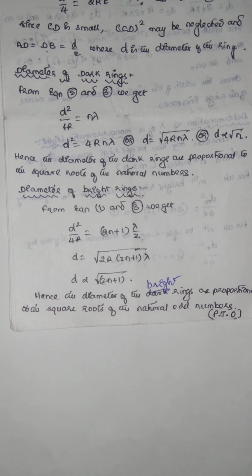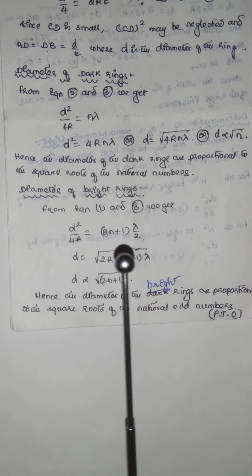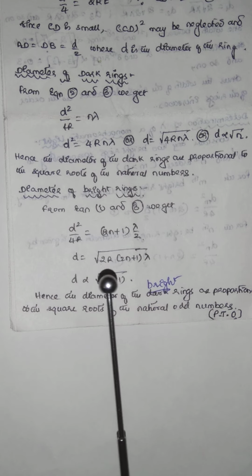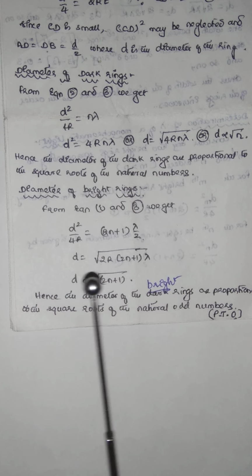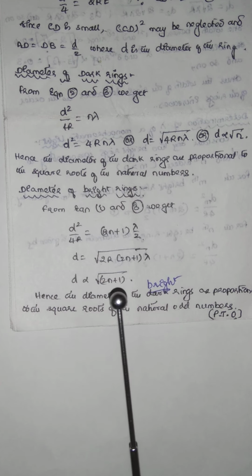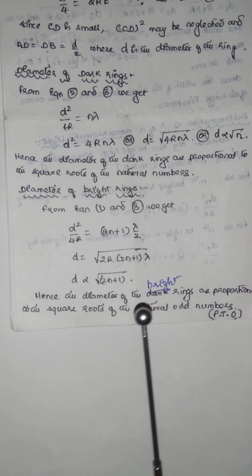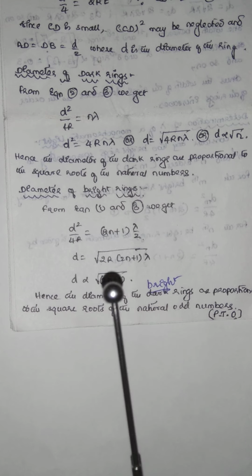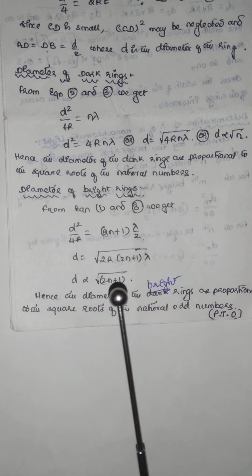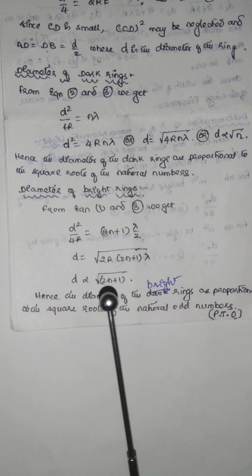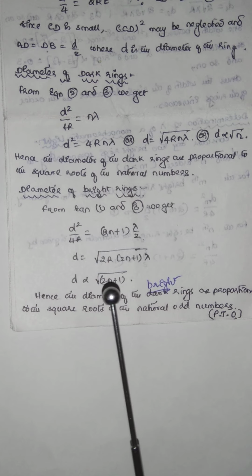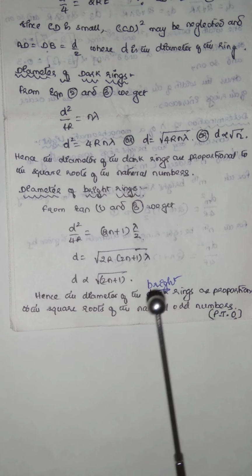For the bright fringe, D square by 4R is equal to 2n plus 1 lambda by 2, or D is equal to square root of 2R into 2n plus 1 lambda, or D is proportional to square root of 2n plus 1. The diameters of the bright fringes are proportional to square roots of natural odd numbers. Here, if n is equal to 0, it is given by 1. If n is equal to 1, it is given by 2 into 1 is 2, 2 plus 1 is 3, so it can be written as square root of 3. So 1, 3, 5, etc., which are said to be the natural odd numbers.